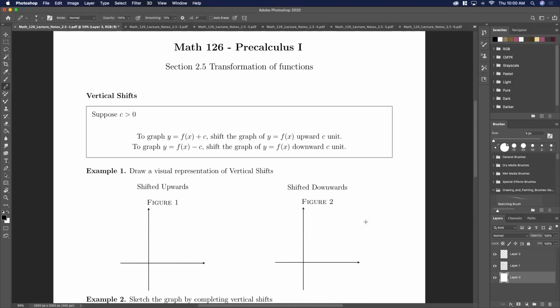vertical shift. This is the simplest transformation to a graph. If I take a function and I add c to it, it just moves the graph up c units. And if I subtract c, it moves it down c units.